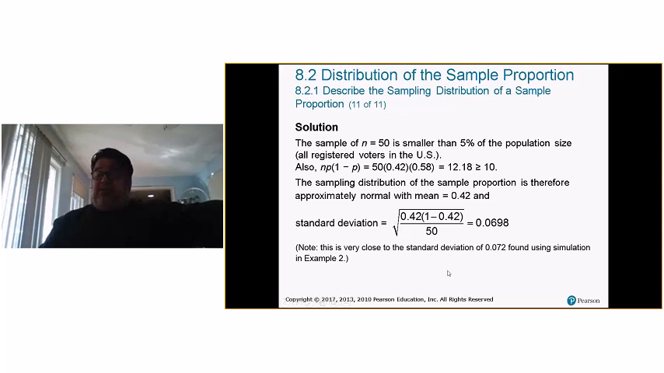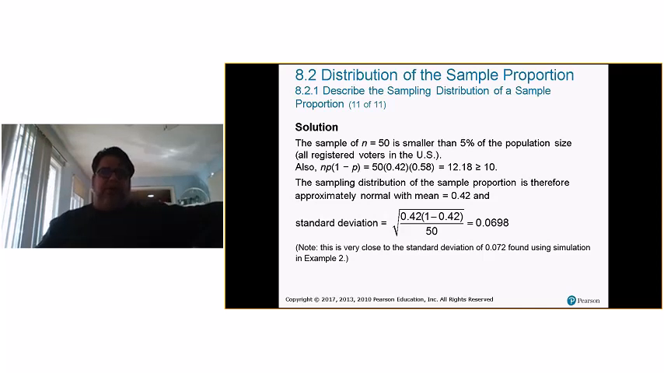You can check it. Well, what's 10%, or let's just say 50%. What's 50% of 50? 25, and half of 25 is 12.5. 12.5 is greater than 10. So you can do that in your head.